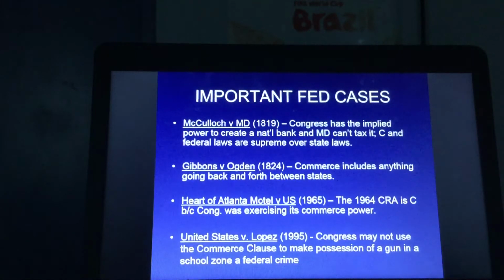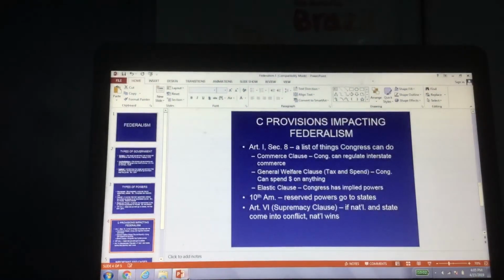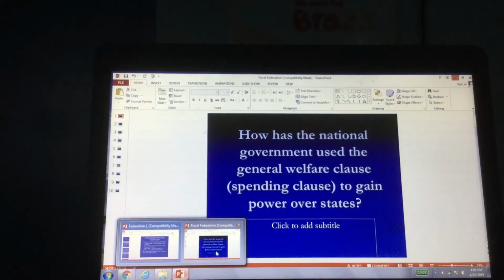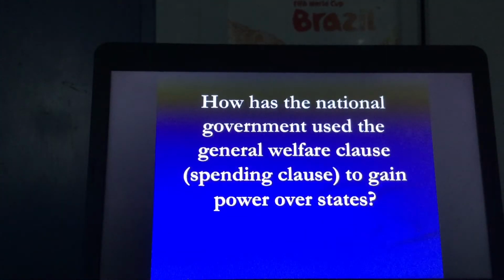What we're going to look at now is the general welfare or tax and spend clause, which says basically Congress can spend money on anything. And we're going to look at how Congress has used this clause, used money basically to get states to do things that Congress can't do by itself. So this is called fiscal federalism, and what we're going to look at is how the national government has used the tax and spend general welfare clause to gain power over states.